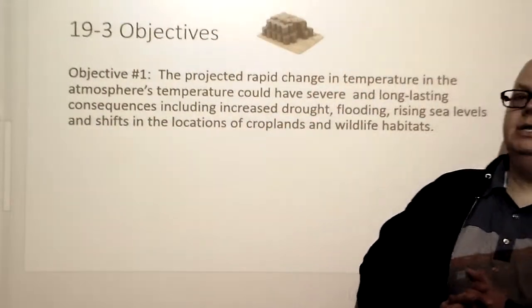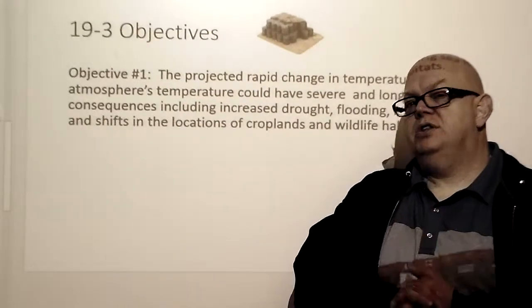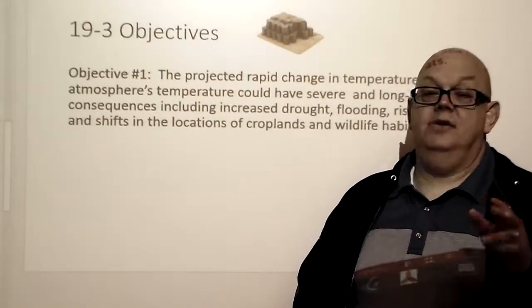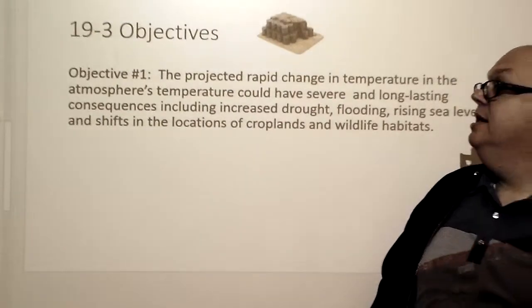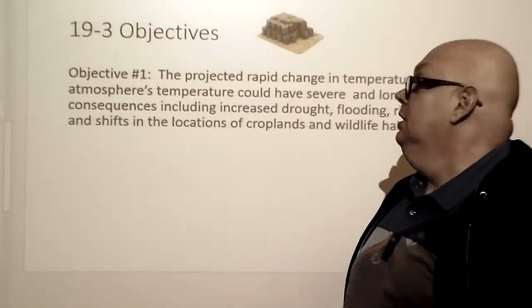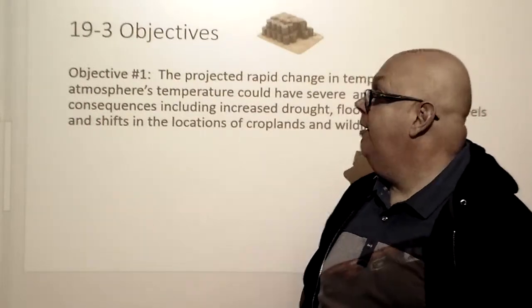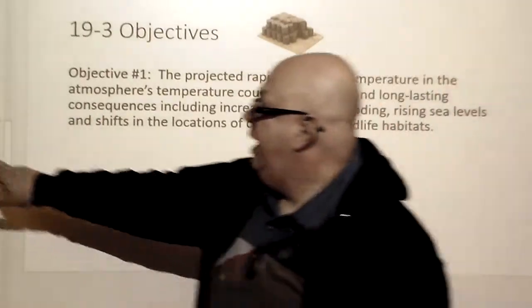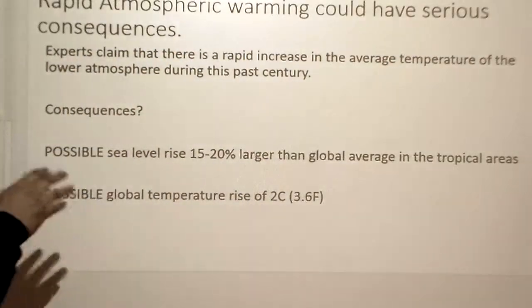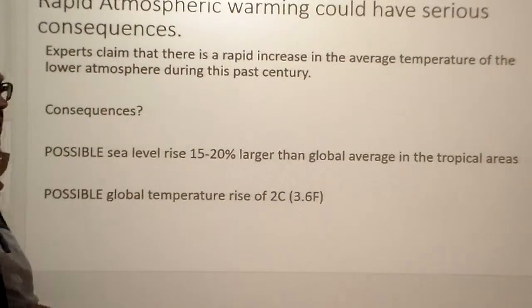Okay, greetings and salutations. Going to dispense with the formalities and cover that last section of chapter 19, dealing with climate disruption, of which you guys know we've had that conversation about it, okay? We have talked about the idea of rapid atmospheric warming could have serious consequences. What's going on? If there's a rapid increase in the average temperature of the lower atmosphere during this past century, what are the possible consequences for this?